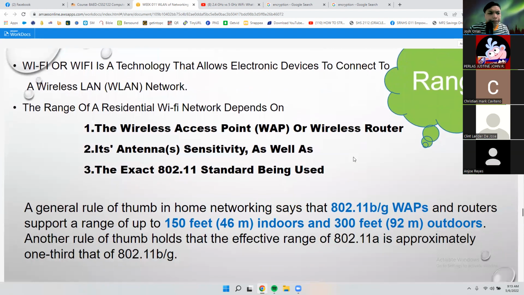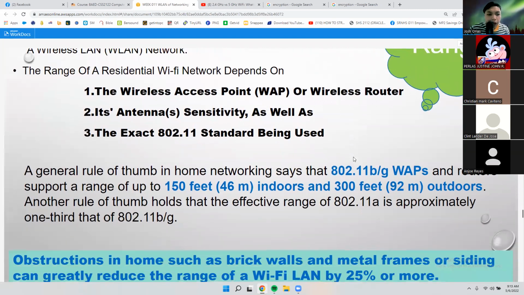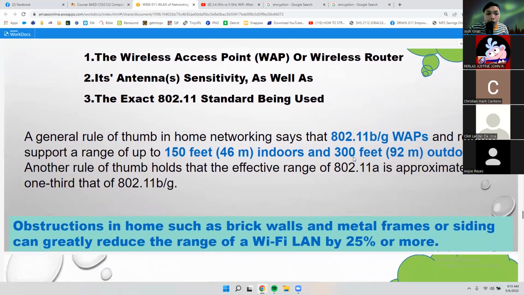Okay? So next naman natin, Wi-Fi is a technology that allows electronic devices to connect to a wireless LAN network. So doon naman tayo sa range. Okay? Usually sa general rule natin, it can support 150 feet for indoors and 300 feet for outdoors, yung sa internet natin. And of course, depende yan sa ginagamit nating router. Okay? Yung capacity niya na magbato ng signal para magkaroon ng connection yung mga wireless devices natin.